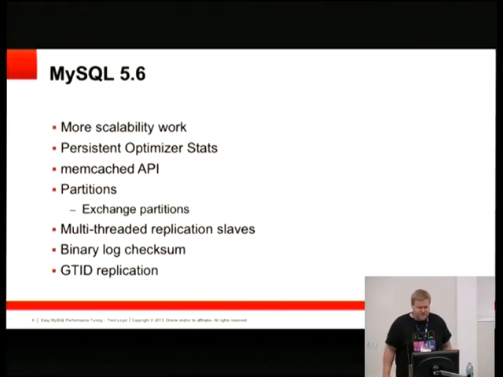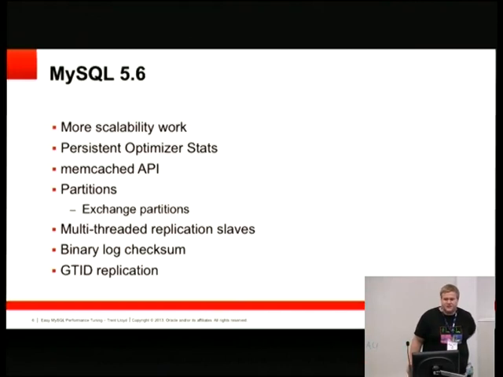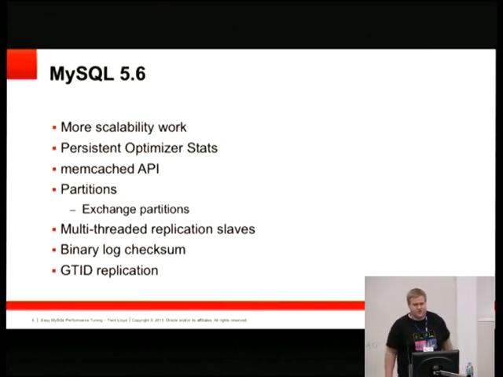In MySQL 5.6, we've got more scalability. That's great. InnoDB had persistent optimizer statistics added. A lot of people found that if they restarted their server or they reloaded a table, their queries started behaving oddly, and that's because the statistics it uses were just randomly fetched every time the server started. So there's some persistency added for that.